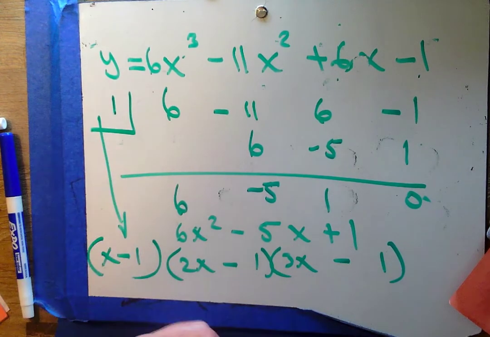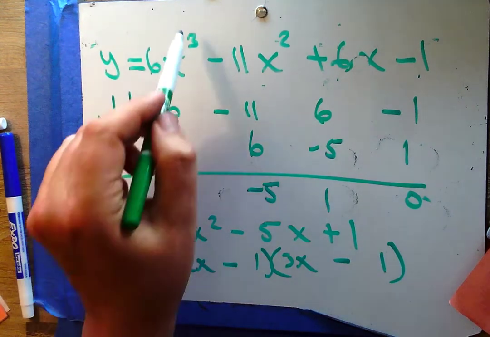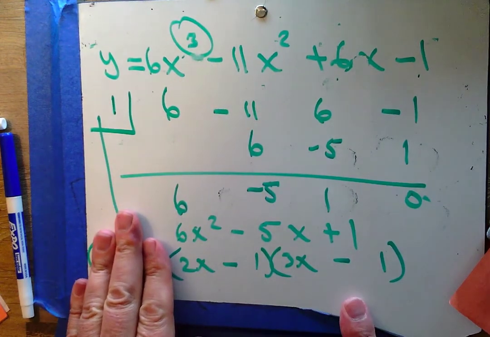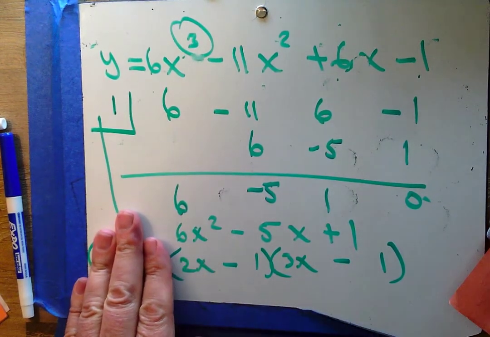Don't forget the original divisor. Okay? It's a really common mistake on the next test. We need to be able to FOIL to get a 3rd-degree polynomial. If you only have this, you only have the 2nd-degree polynomial.